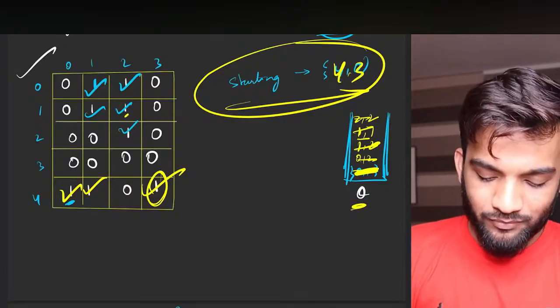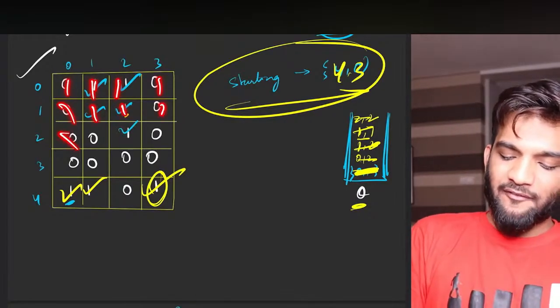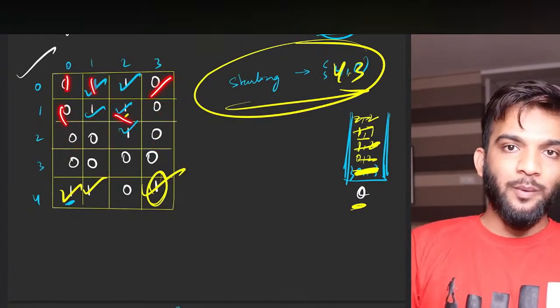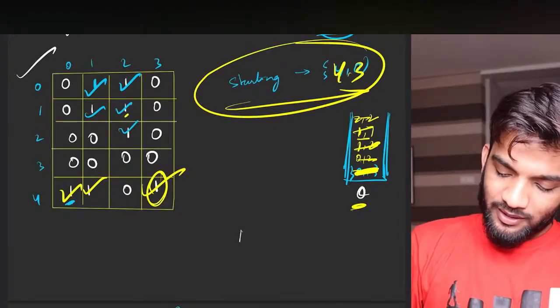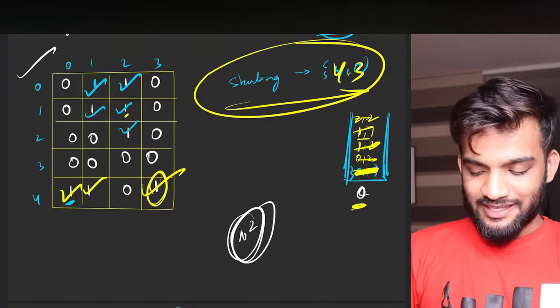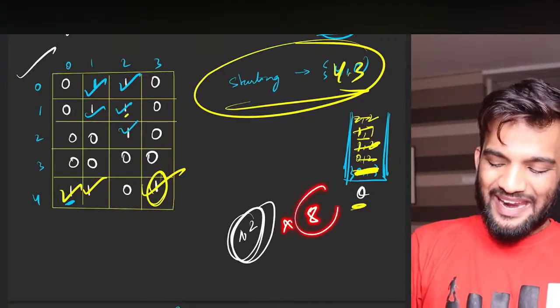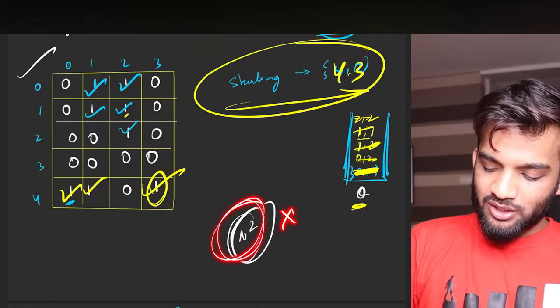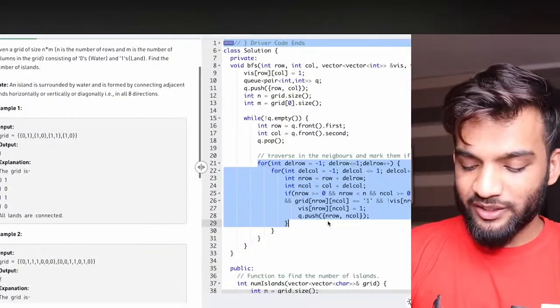If everyone is marked as 1, the BFS will traverse n square nodes, right? And then there are neighbors, like 8 neighbors for everyone. So you're going to check 8 neighbors for everyone. So n square nodes into 8 neighbors is what you're checking.